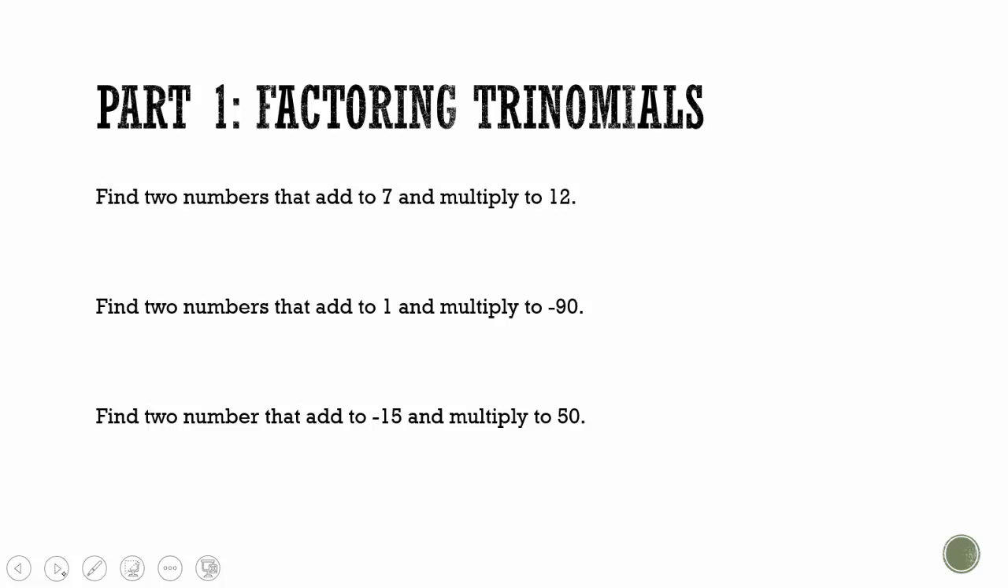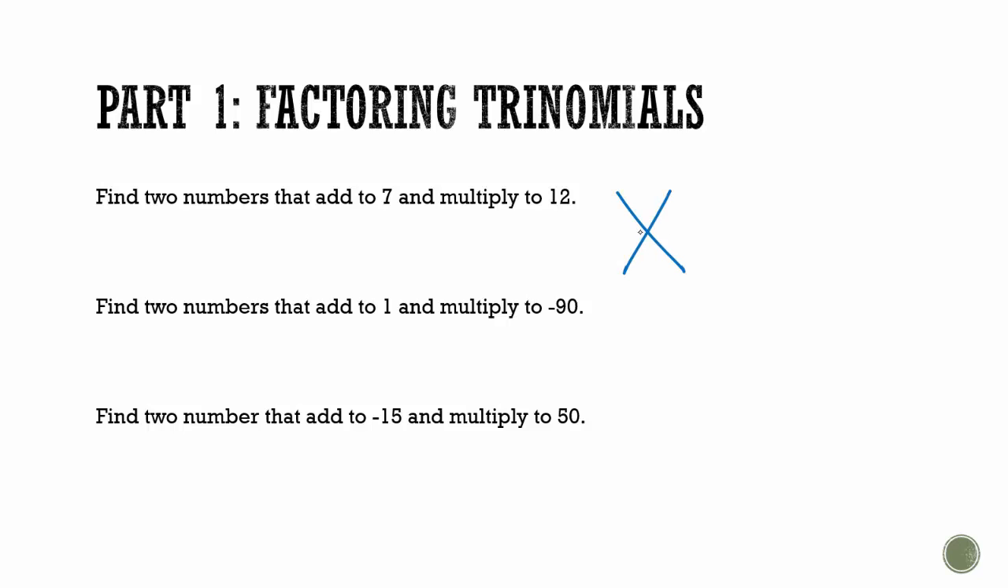So, in order to do that, we need to think about some numbers. You're going to be asked today to find numbers that do 2 things. They need to add to a certain number and multiply to another number. So chances are these ones will be a little easy for you to come up with. 2 numbers that add to 7 and multiply to 12.